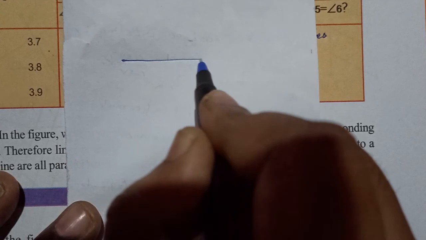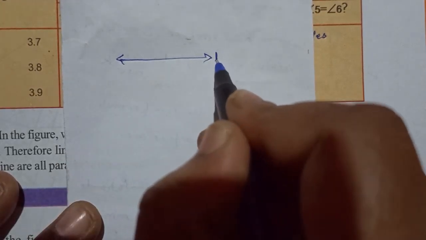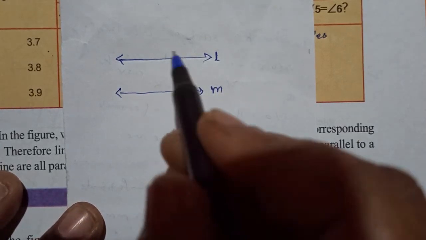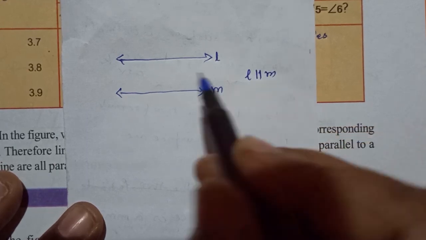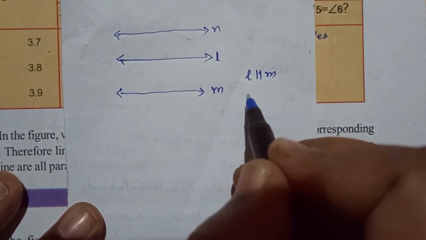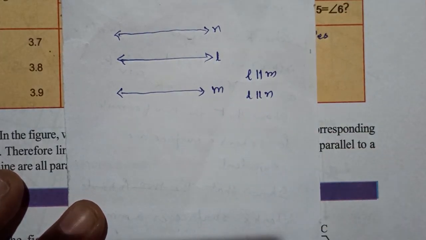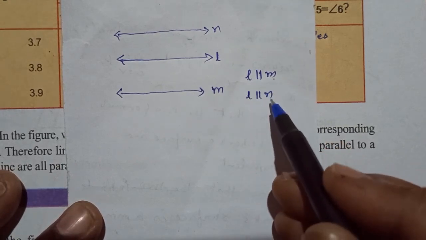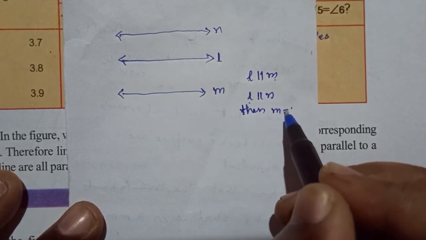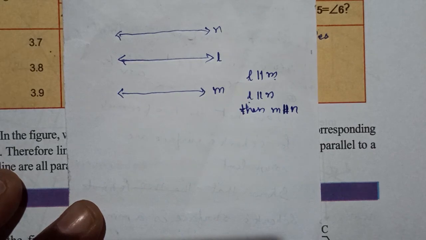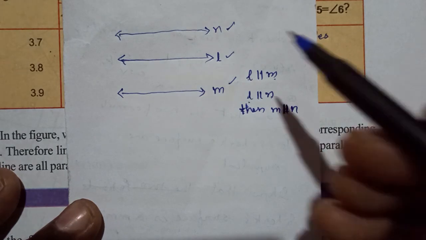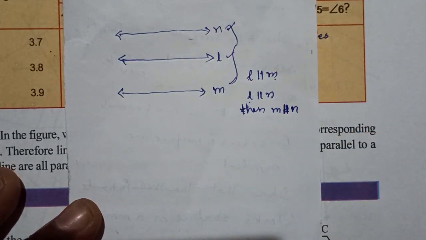कि यदि L is parallel to M and another line N is also parallel to L, this M is parallel to L and N is parallel to L, then M and N both are parallel to each other. मतलब यदि कोई दो अलग लाइन एक ही लाइन के पैरेलल है तो वो दोनों भी आपस में क्या होंगे? पैरेलल होंगे.